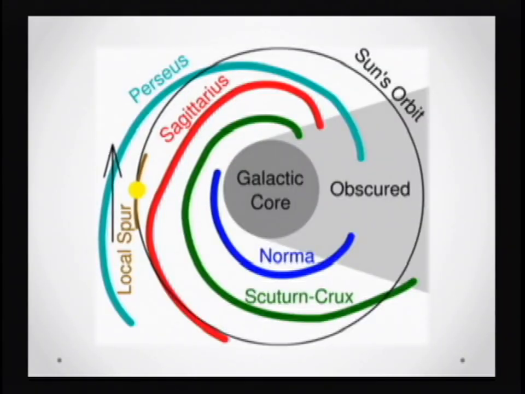This is giving you that same type of picture, only laying out the individual arms themselves. You can see the sun's orbit, because we do orbit the galactic core. Just like the Earth orbits the sun, our sun orbits that galactic core. It takes about 240,000 years to go around once. And you can see that part of that is obscured simply because we can't see all the way into the galactic core and beyond. It's obscured by all the gas and dust that's out there. Then you can see the local spur that we lie on, and then the spiral arms that are around us.